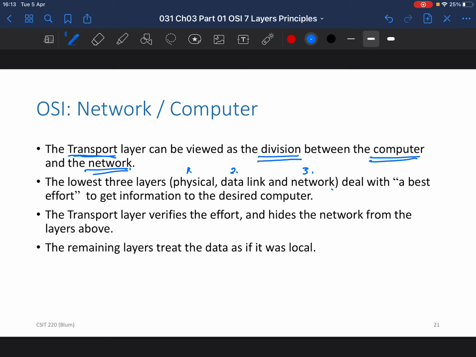The lowest 3 layers, physical, data link, and network, deal with best effort to get information to the desired computer. The transport layer, layer number 4, verifies the effort and hides the network from the layers above. The remaining layers 5, 6, 7 treat the data as if it was local.